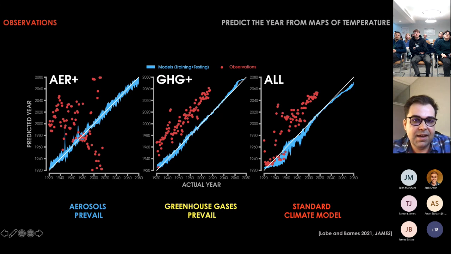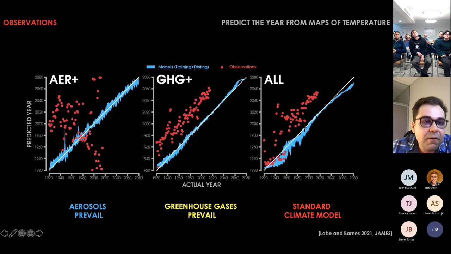So again, the model, the neural network, has been trained and tested on the climate model data. And now all of a sudden I'm giving it observations, maps from the real world. So you can see on the left-hand side, those red dots clearly don't follow the one-to-one red line. They're all over the place. And that makes sense because our real world, of course, has greenhouse gases evolving.